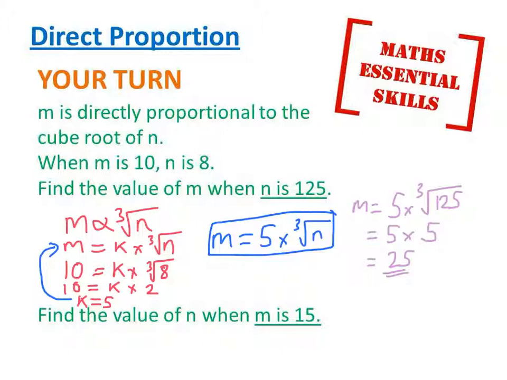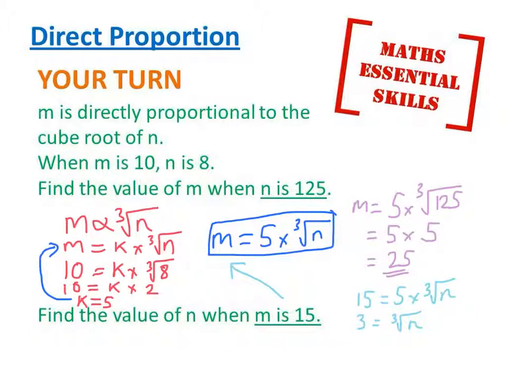For part B, it says find out the value of n when m is 15. So on this question, we're still going to substitute in the values, but it's just to somewhere else. When m is 15, we substitute it in there. So 15 equals 5 multiplied by the cube root of n. Dividing both sides by 5 gives me the fact that 3 is the cube root of n.